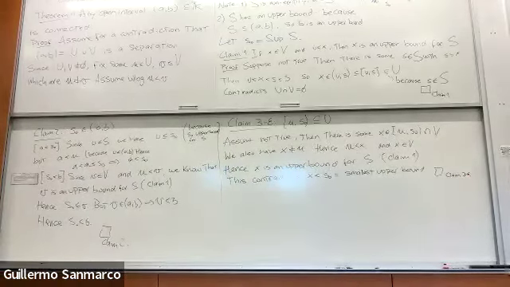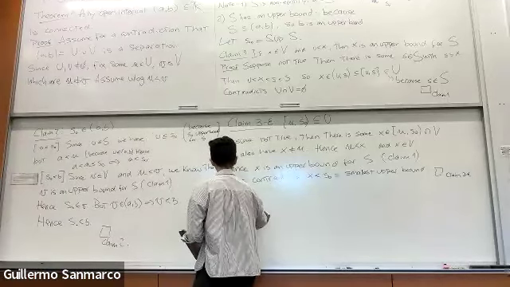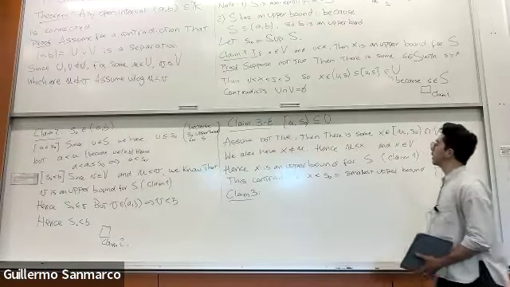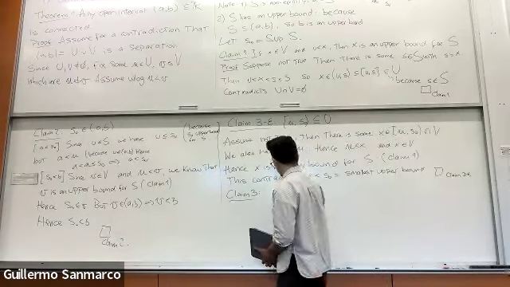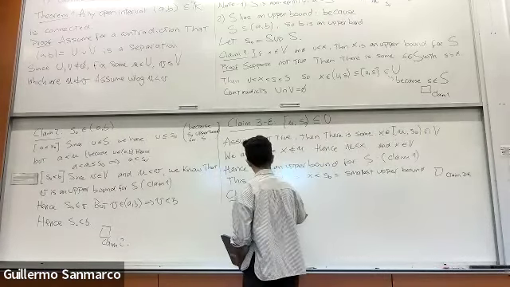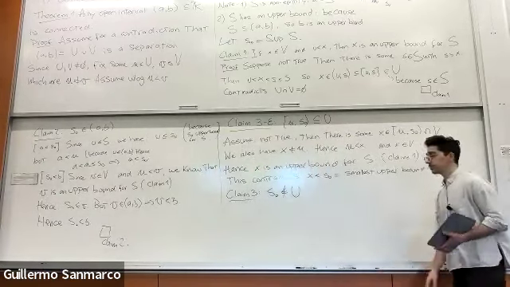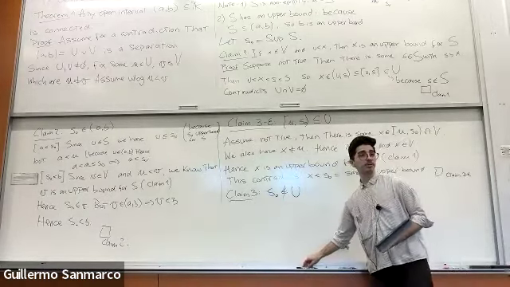Are we okay? Claim 3. Maybe I'll need more space for this. Let's start here. Claim 3. What I want to prove now is that this S naught, maybe let's use colors, S naught cannot live in U. And then claim 4 would be S naught cannot live in V. And that will be the contradiction.